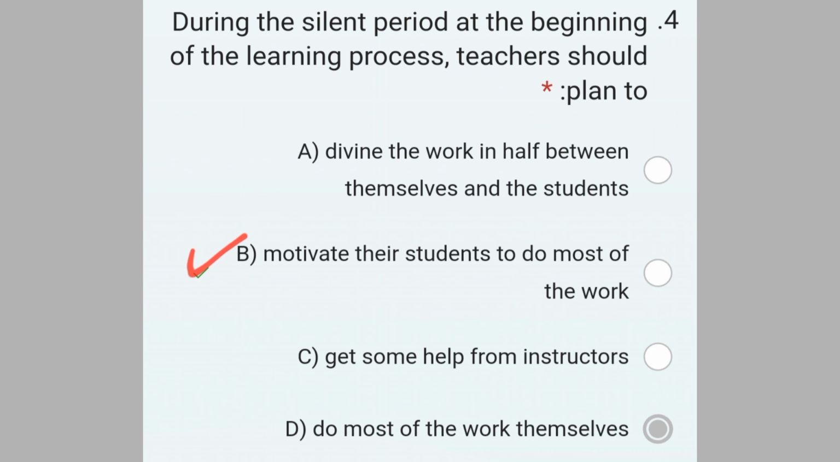4. During this silent period at the beginning of the learning process, teachers should plan to: A. Divide the work in half between themselves and the students. B. Motivate their students to do most of the work. C. Get some help from instructors. D. Do most of the work themselves.